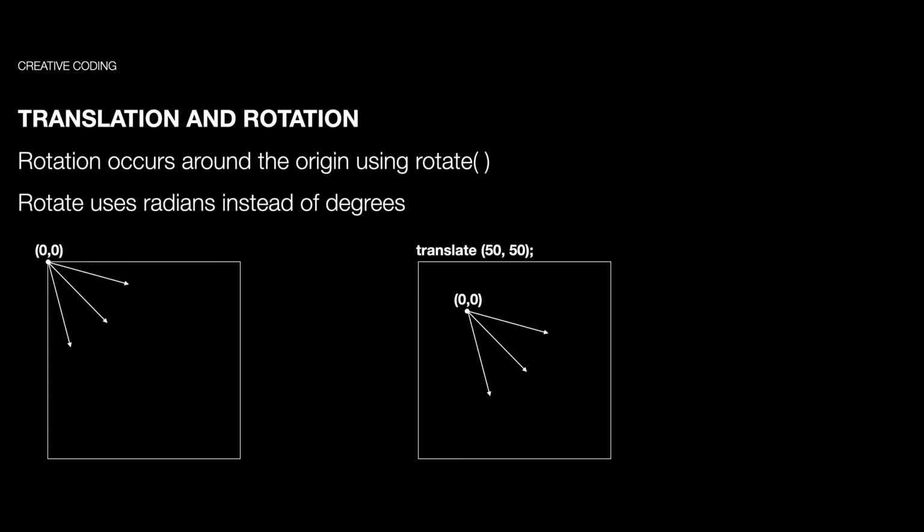When we do rotation, we can call the rotate function. One thing to keep in mind is the rotation occurs around the new origin. So if we want to rotate around a point that's not the upper left-hand corner, we'll translate, and then we'll rotate. And when we use the rotate function, it uses radians instead of degrees.